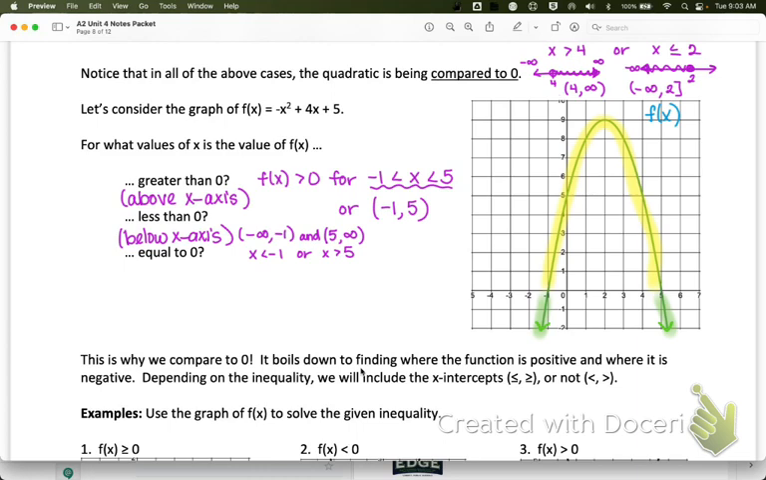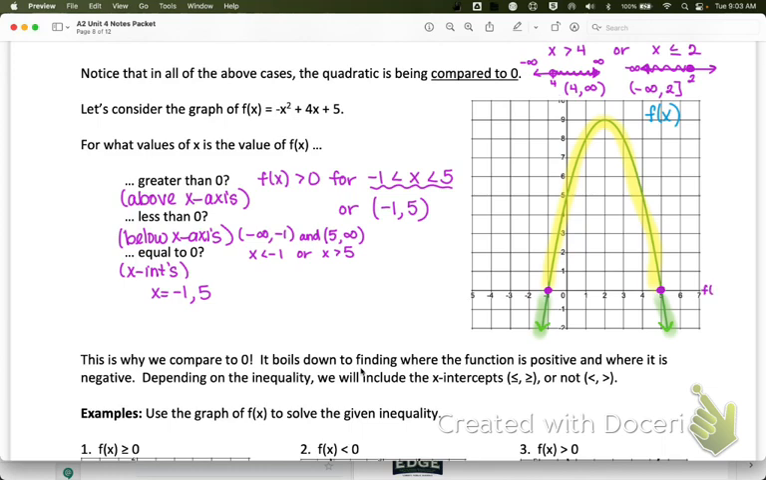And then where is it equal to 0? Those are going to be our x-intercepts. So that happens at exactly negative 1 and exactly positive 5. So that's going to be at x equals negative 1 or positive 5. That's where the graph is equal to 0. Okay? So this is why comparing to 0 is really important.